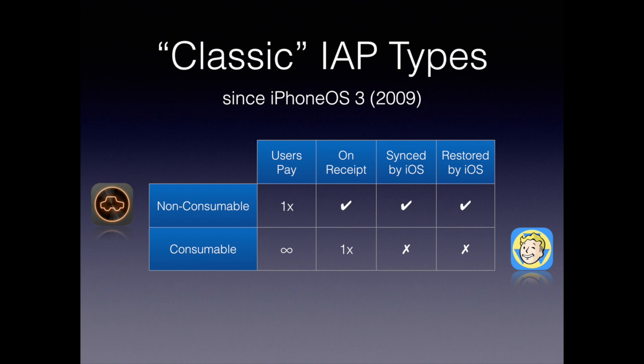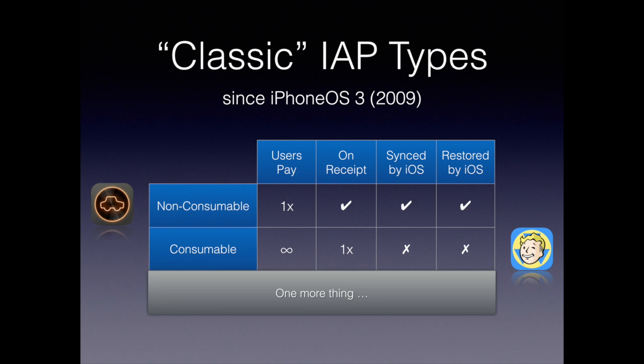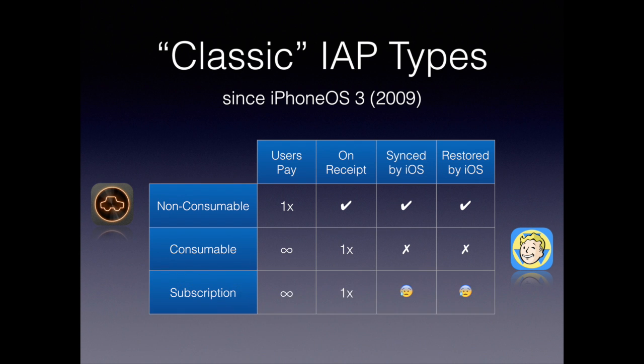And even back in 2009, there was a third type. Can you guess what? Of course, subscriptions. But these subscriptions are more or less the same as a consumable. You can see the user can buy it multiple times. It's on the sales receipt only once.